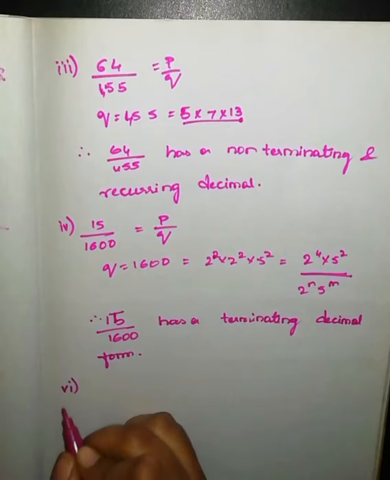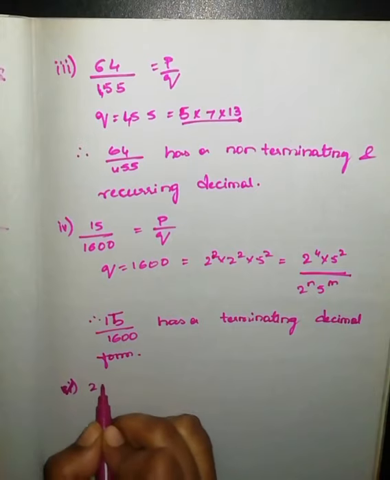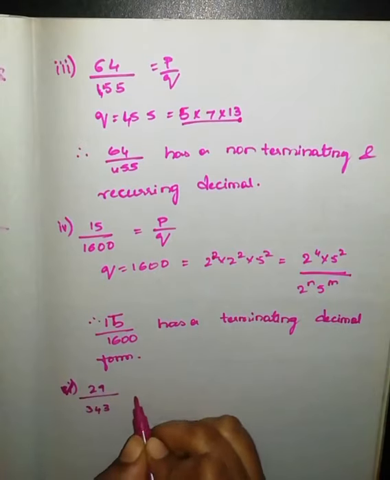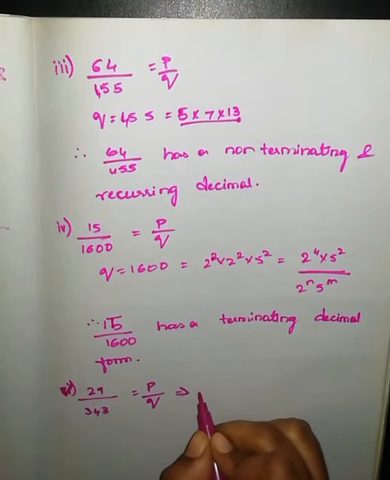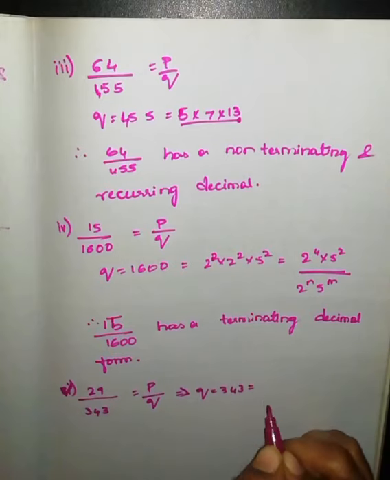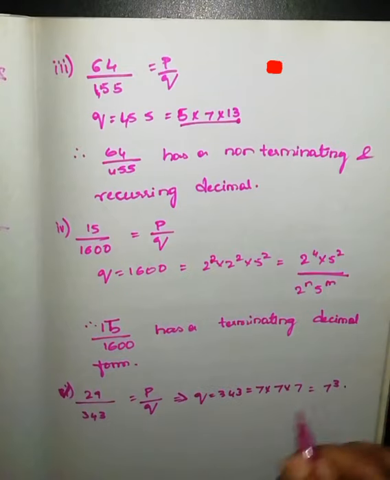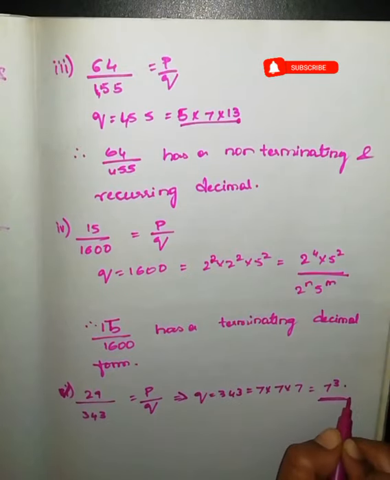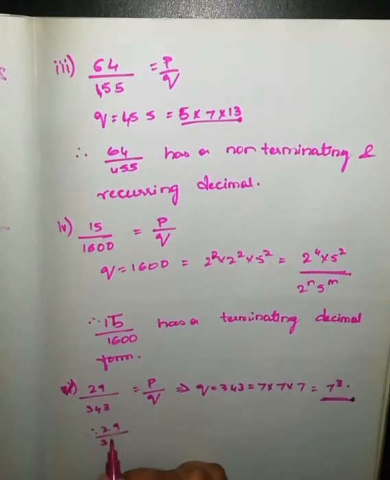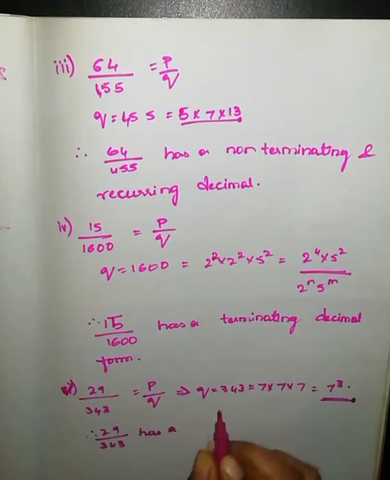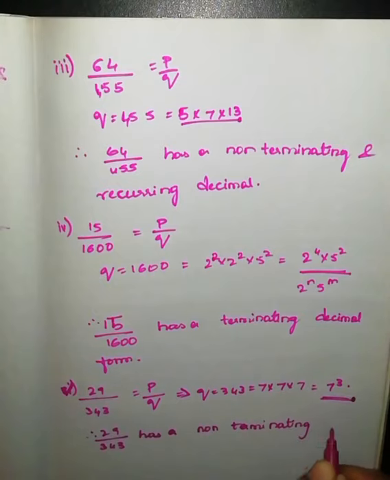Now let's solve the fifth question. Fifth question is 29 by 343, which is P by Q, and Q is equal to 343, which can be written as 7 into 7 into 7, which is 7 cube. Since the denominator cannot be written in the form of 2 to the power of n into 5 to the power of m, therefore 29 by 343 has a non-terminating and recurring decimal.